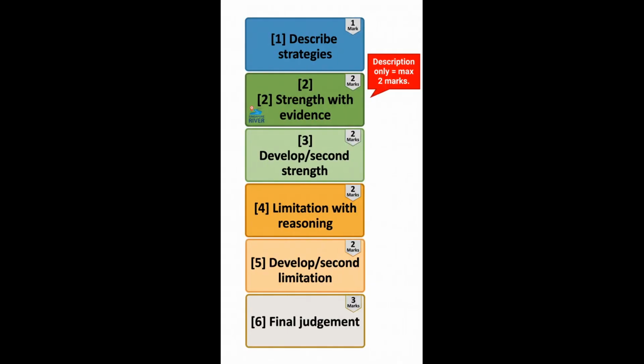Now, the 6-mark Evaluate scaffold. Look at the 6 boxes on screen. Mark 1. Describe at least 2 management strategies. Name each one and state what it does. ABC Waters must be one of them.